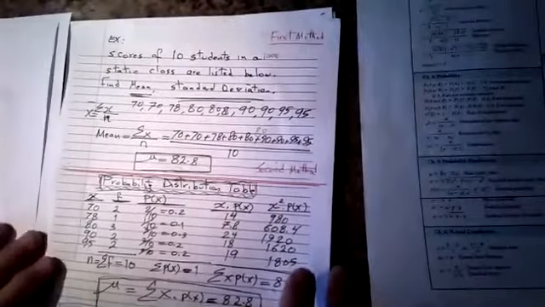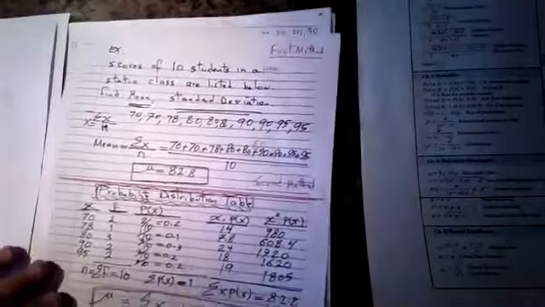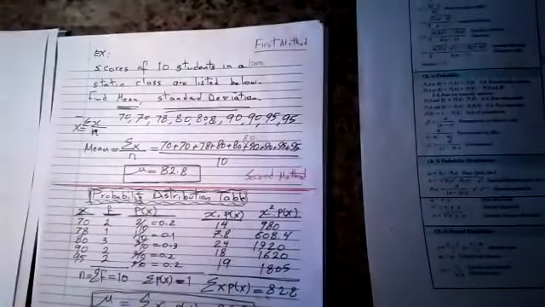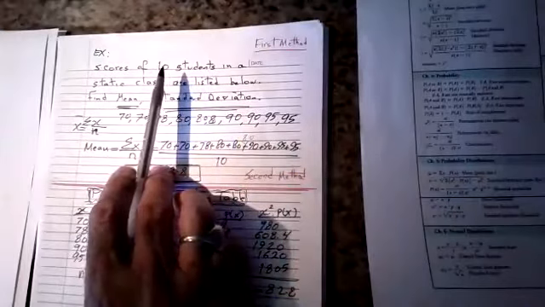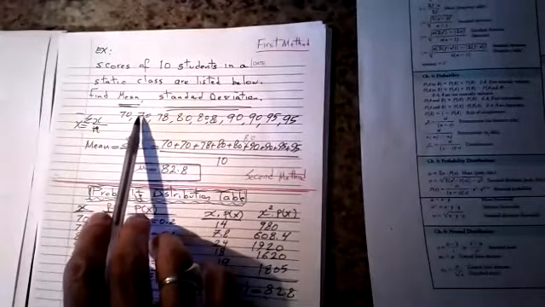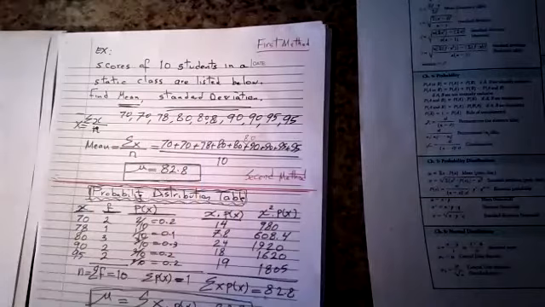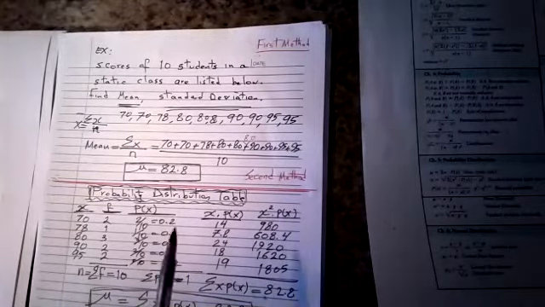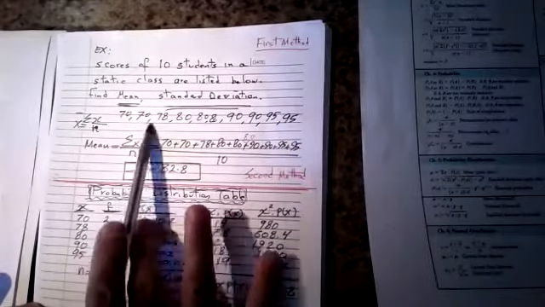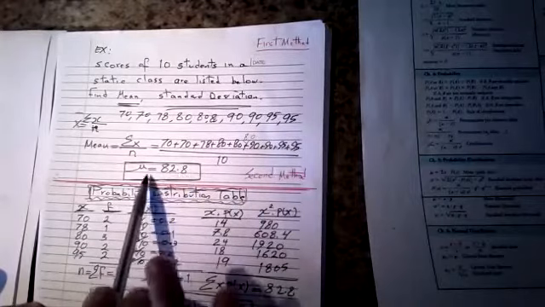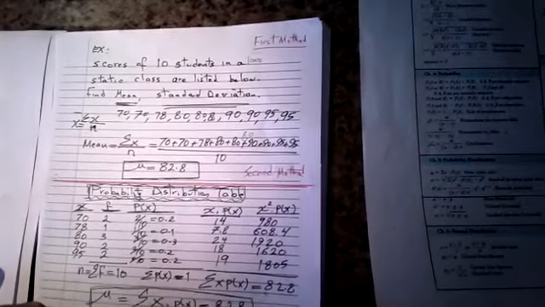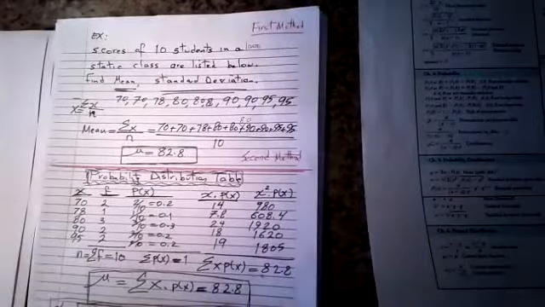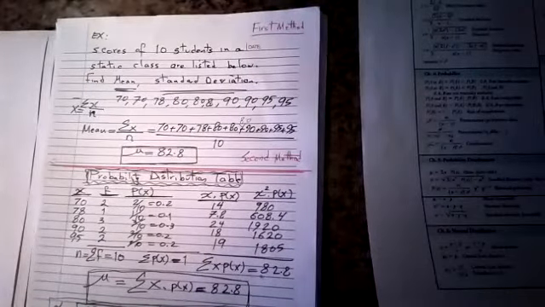Now, before we go over probability distribution, I put an example for you. Let's say there are 10 students in a stat class, and I have listed all the grades here. How would you take the average? In statistics, we don't call it average, we call it the mean. To calculate the mean, you add all these numbers, sum of x, divided by how many you have, 10. So that gives you a mean of 82.8.